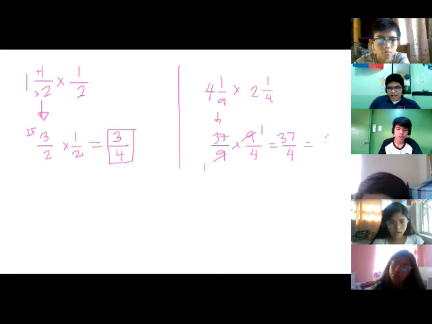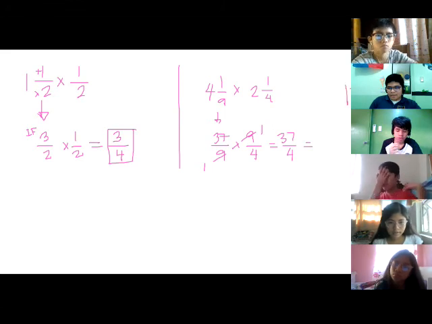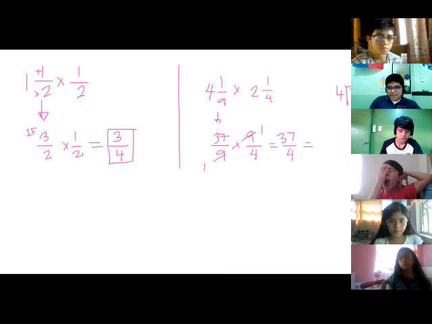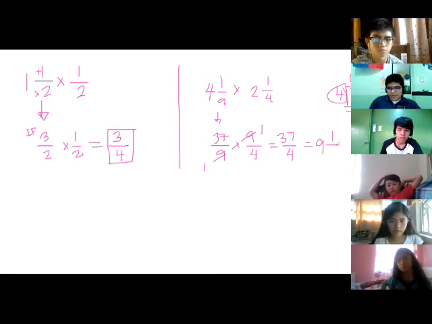what will you get? 9 and then 1/4. Wait lang, i-divide natin. 37 divided by 4. 4 times 9 is 36. So yun ang pinakamalapit. Okay, so you check that, you get 1. So that's 9 and 1/4. So we have 9 and 1/4.